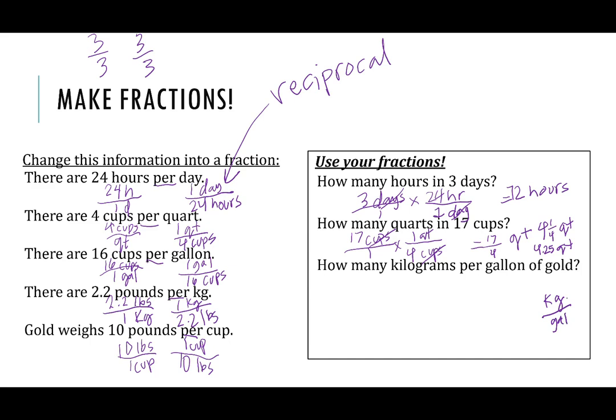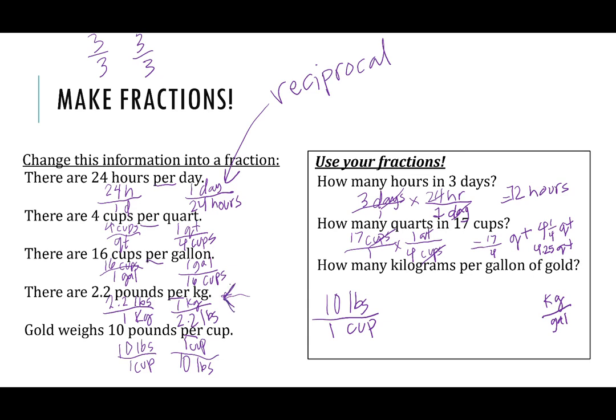Now let's look at the left. We got some information about gold and pounds and kilograms and gallons and cups. So let's use all the information that I have here. Let's start with the fact we know about gold, which is that there are 10 pounds for every 1 cup. Okay. And we have something that compares pounds to, let's look here, pounds to kilograms.